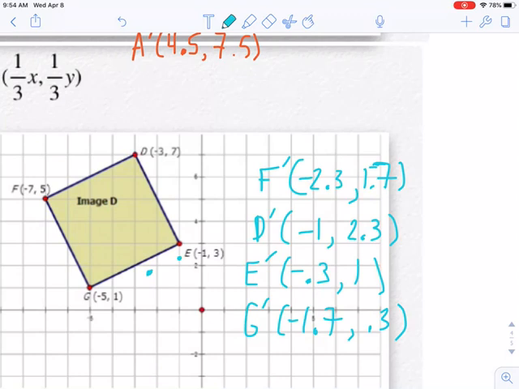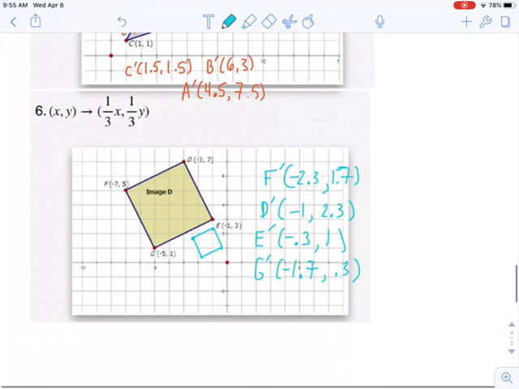E is at -0.3, 1. So probably like right there. And then G is at -1.7, 0.3. So kind of like that. And again, this was a hard one to do. I wouldn't say hard, I would just say awkward. Everything makes sense. You just divided every point by 3, but you just ended up with weird numbers. So that was kind of the hard part.